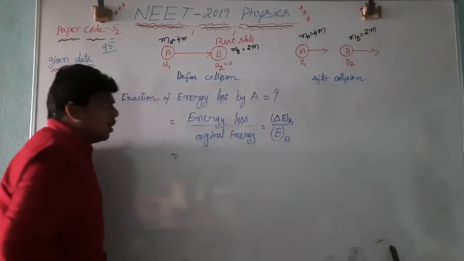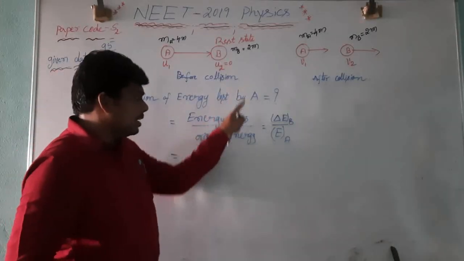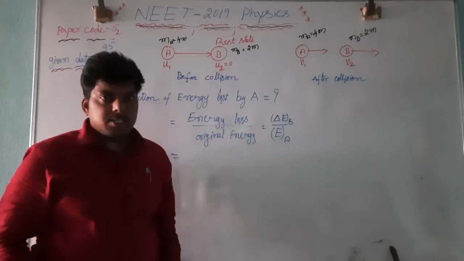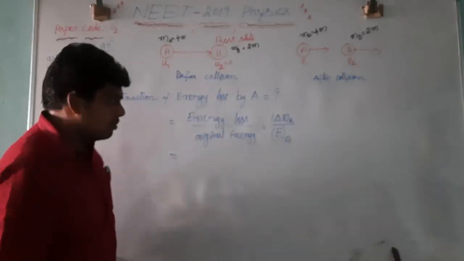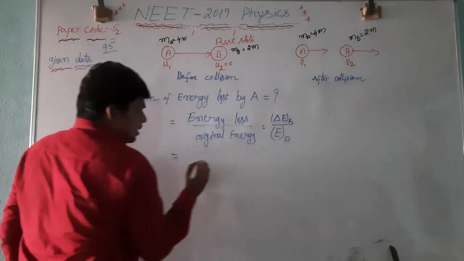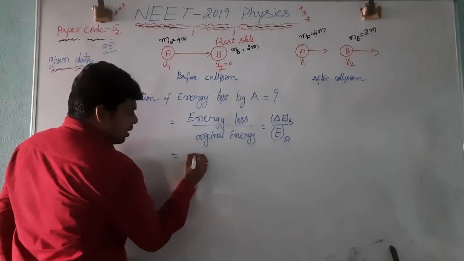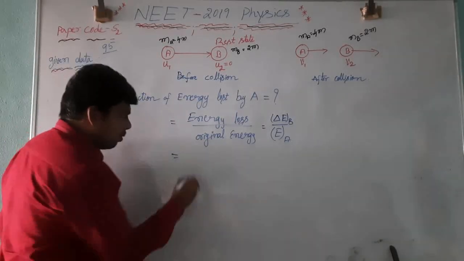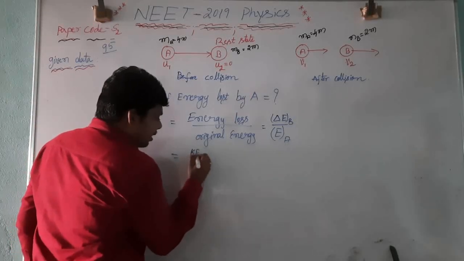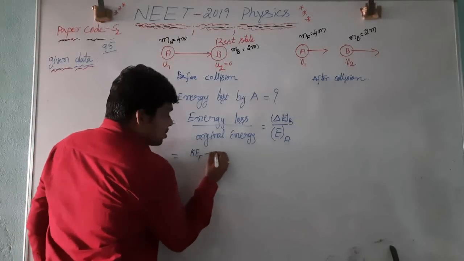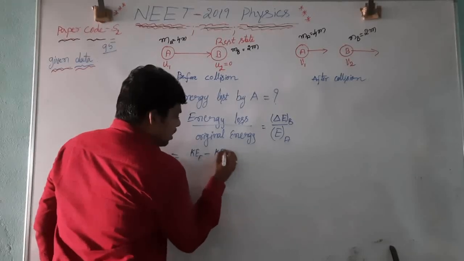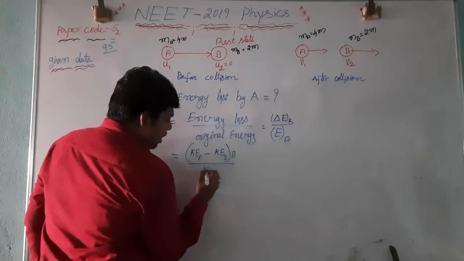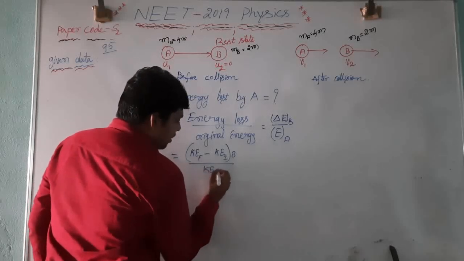Here the energy lost is by body A, so why have we taken the energy gained by body B? Energy loss is equal to energy gain according to the law of conservation of energy. Energy gain is nothing but the final energy. Which energy do we have to consider here? That is nothing but the kinetic energy only. Final kinetic energy minus initial kinetic energy of body B, divided by the kinetic energy of body A.